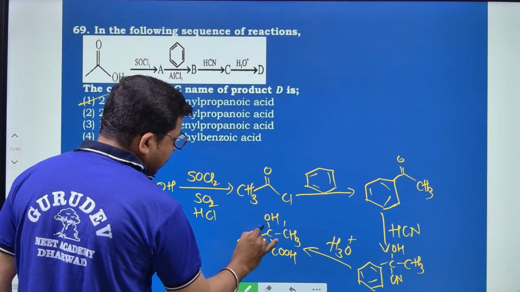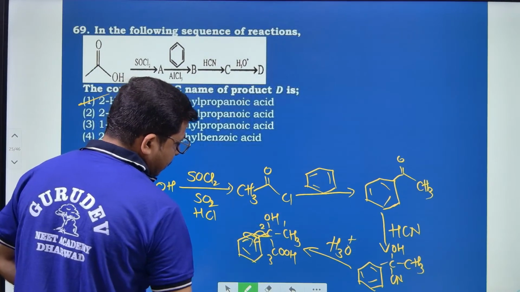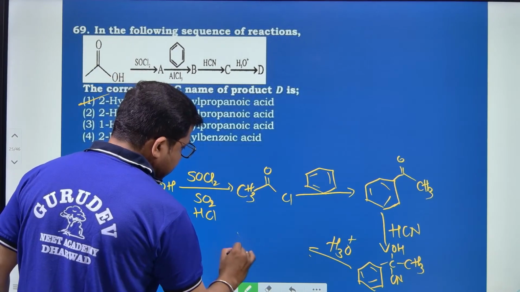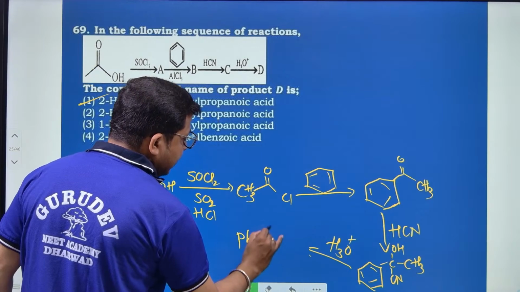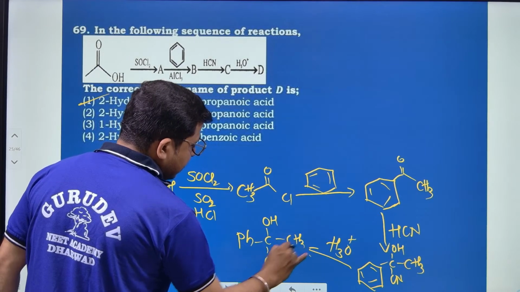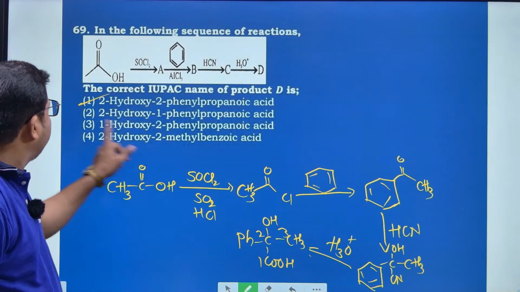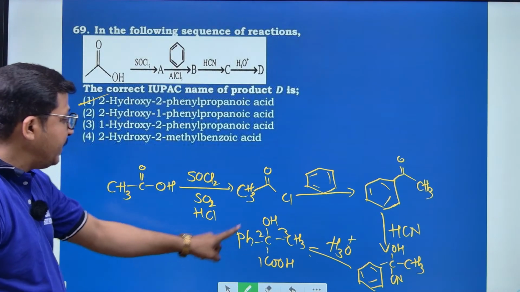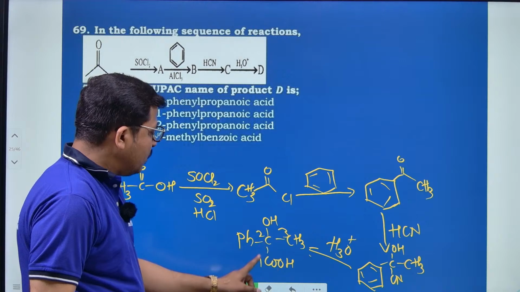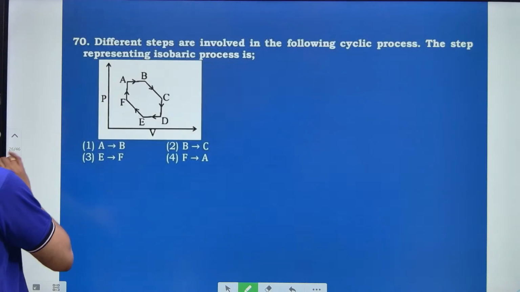So 1, 2, 3. I will number it here. This is Ph, C(OH), COOH, CH3. So 1, 2, 3. So this will become 2-hydroxy, 2-phenyl. Ph is nothing but the benzene group, so phenyl, propanoic: 1, 2, 3, propane, oic acid, because of the presence of carboxylic acid. Hence option 1 is the right answer.